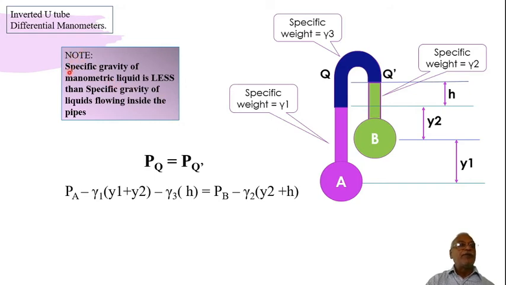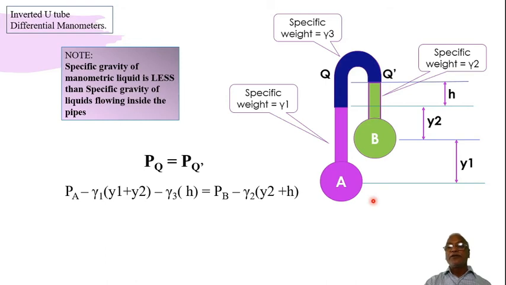Again, there is a note here. Specific gravity of manometric liquid is less than the specific gravity of liquids flowing inside the pipe. Obviously, here there is a purple color liquid, here there is a green color liquid, and there is a dark blue color manometric liquid. Unless the density of this is lesser than the green liquid and purple liquid, it will not be staying there like that, right?